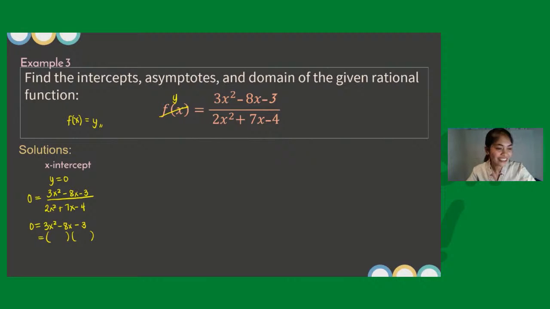Okay, type in your answers on our comment box. What are the factors of 3x squared minus 8x minus 3? Ayan. Ano bang factors natin dito?